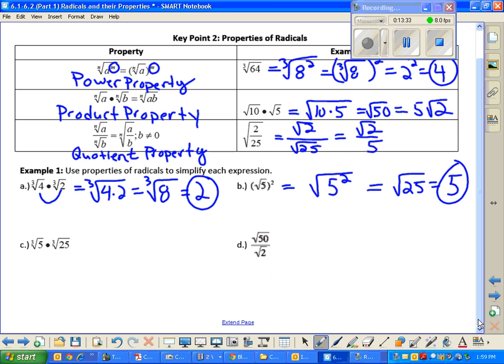For part C, I see the product again. So I am going to use my product property on that guy there. This is the same as the cube root of 5 times 25, which is the cube root of 125. And then you know that that's a perfect cube. That also evaluates to 5. And then I see a quotient in part D. So I would use the quotient property.